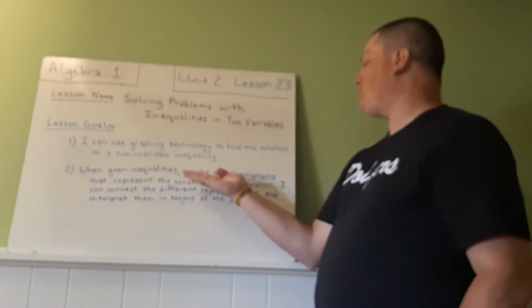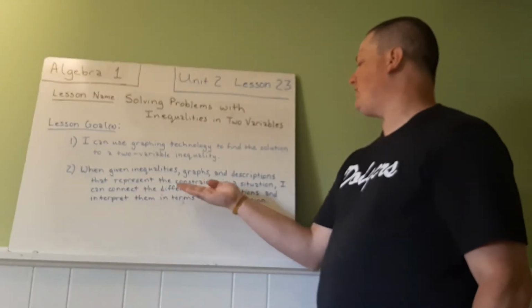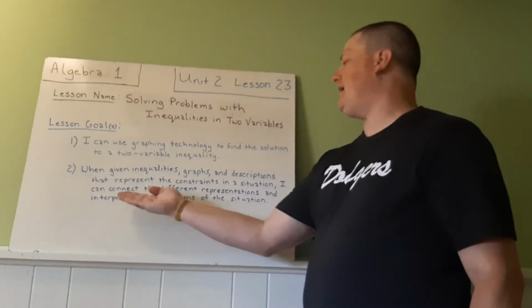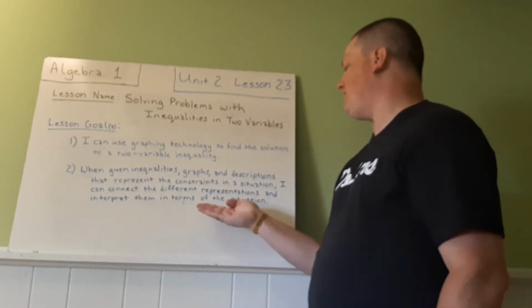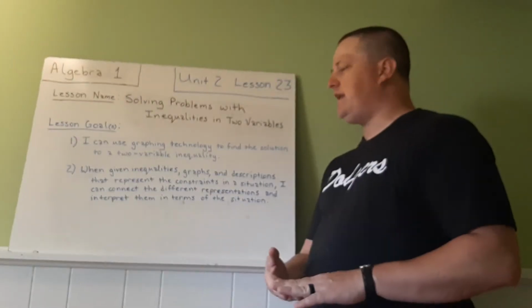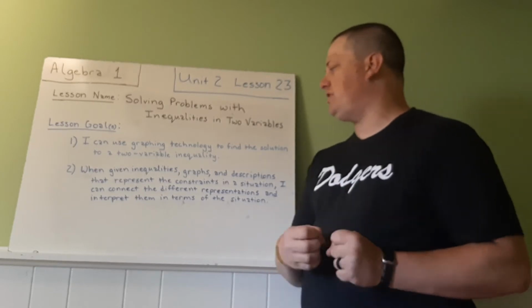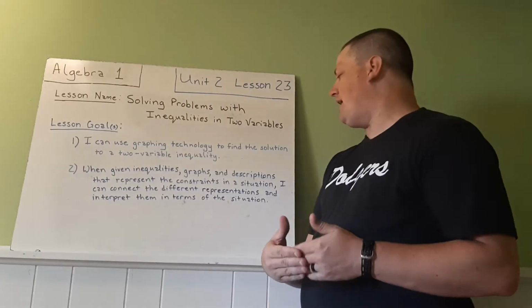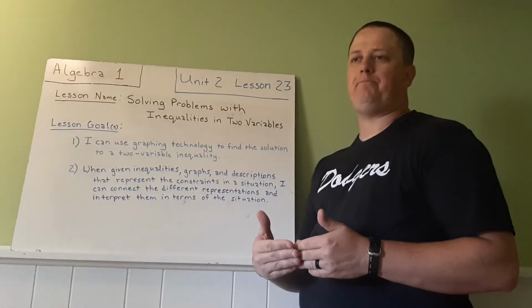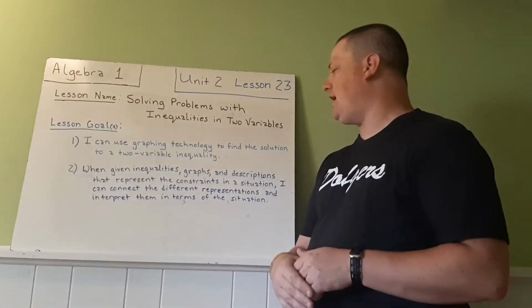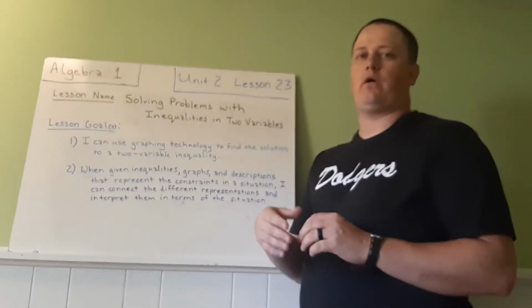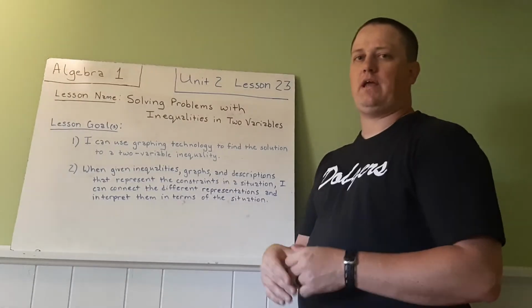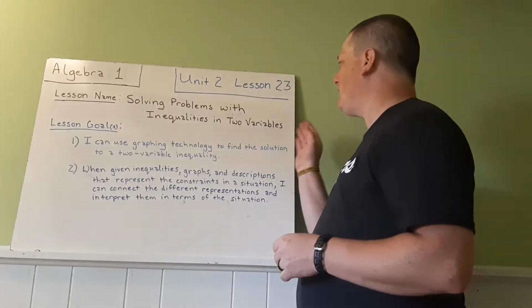When given inequalities, graphs, and descriptions that represent the constraints in a situation, I can connect the different representations and interpret them in terms of the situation. So we're going to be using the inequalities, the graphs, and descriptions to give us a better understanding of what we're looking at. So we will represent and say, oh, the x value is talking about inches or centimeters, whatever the constraints are bound by and our labels.